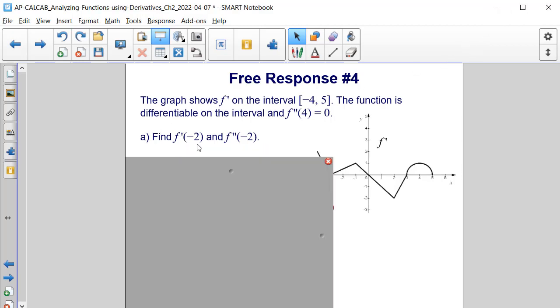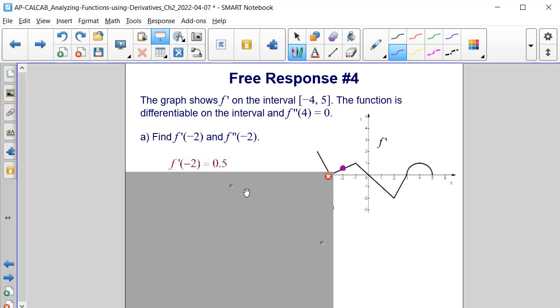First, let's find f prime of -2 and f double prime of -2. Well, we have the graph of f prime right here in front of us, so if we read it at -2, which is right here, we have a y value of 1/2, or a function value of 1/2.